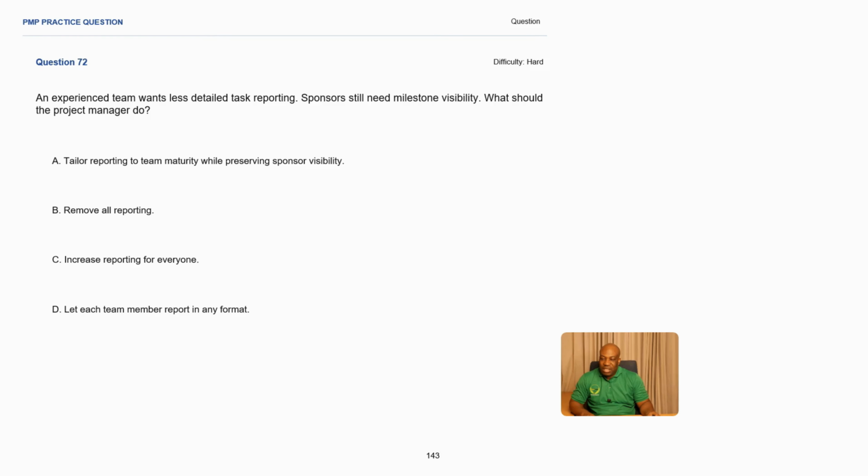So practice question number 72. An experienced team wants less detailed task reporting. Sponsors still need milestone visibility. What should the project manager do? What is our problem statement here? We have an experienced team that wants less detailed task reporting because they're experienced, so they don't want something to be very detailed, okay? That they are reporting to the project sponsor. This project sponsor still needs milestone visibility. What should the project manager do?